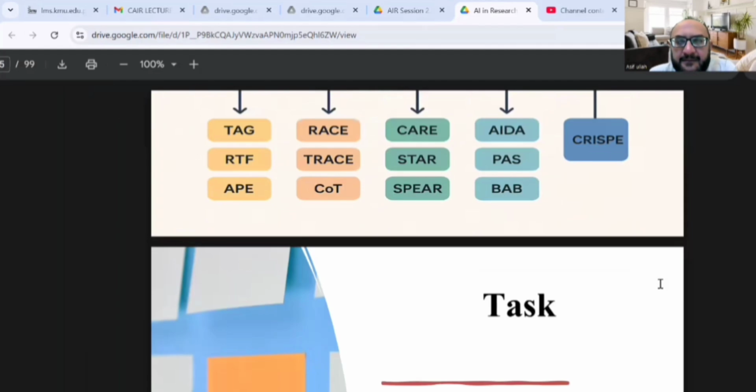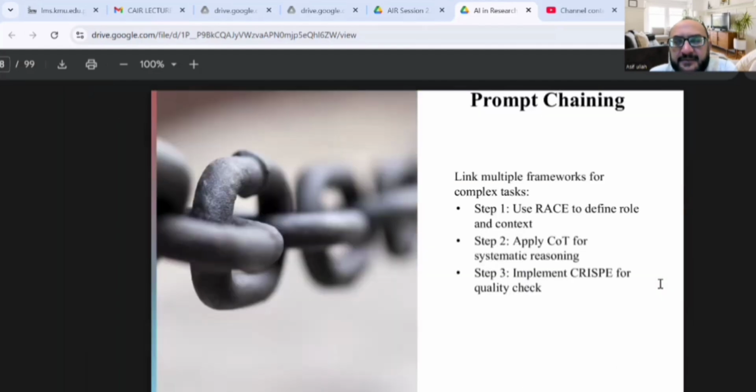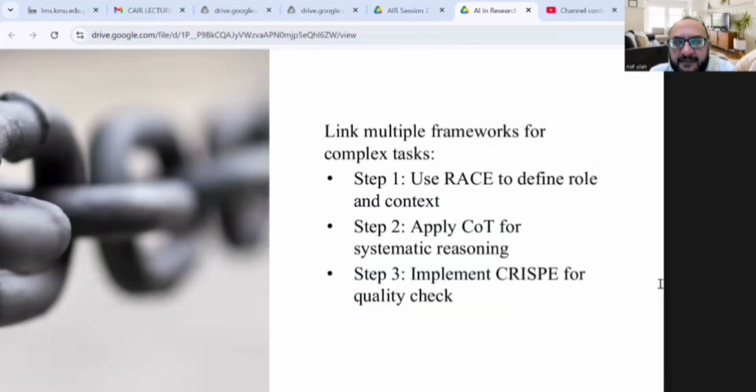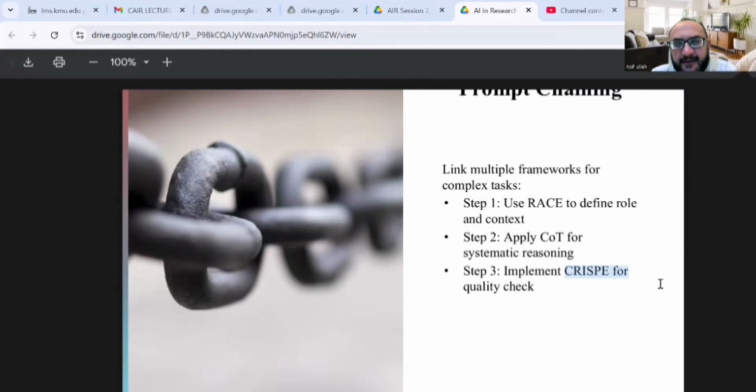There are some advanced prompting strategies like prompt chaining, linking multiple frameworks for complex tasks. Step 1, use ACE to define role and context. Step 2, apply CORD for systematic reasoning. Step 3, implement CRISPE for quality check. So this is linking multiple frameworks for complex tasks, and it is so beautiful.